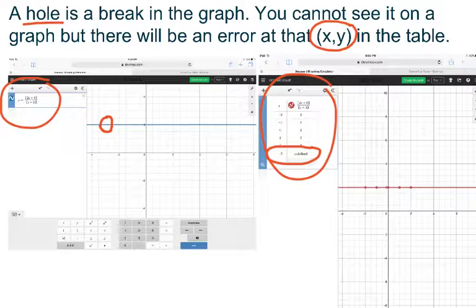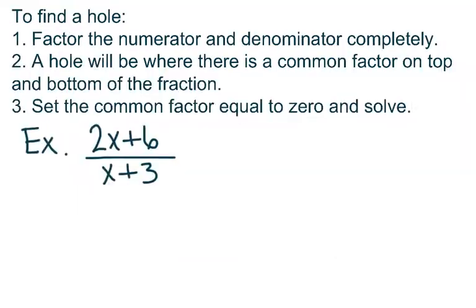But when you look in the table, you get that undefined, or if you were looking on a TI-84 or TI-83 graphing calculator, you would see the word error. So that just means that there's a point of discontinuity right there. So there's a hole right there, and we're going to talk about how you know if it's a hole or if it's a vertical asymptote or something like that.